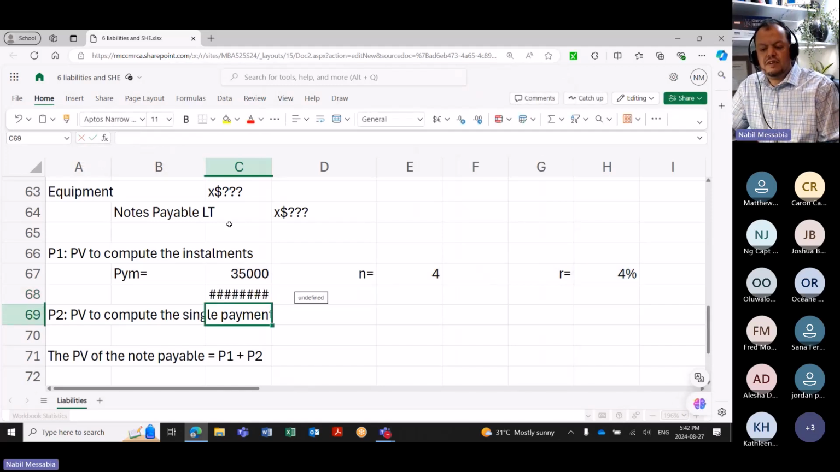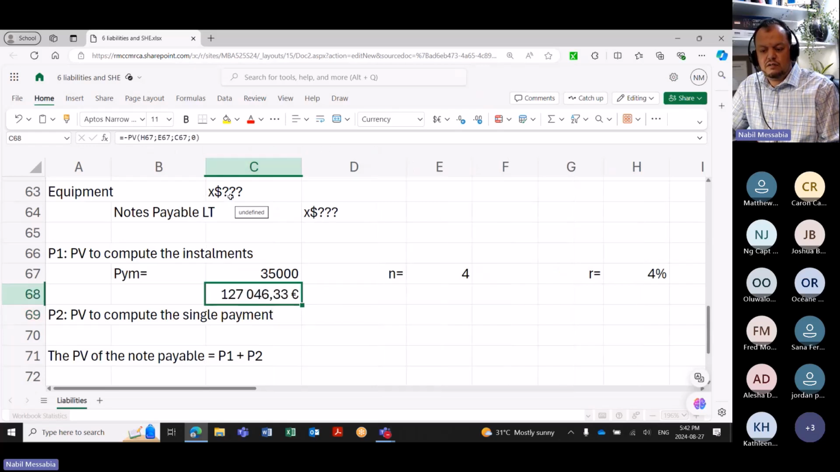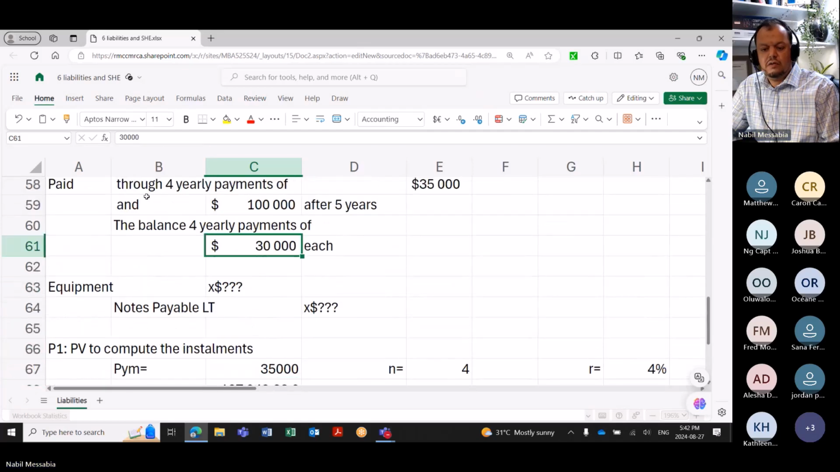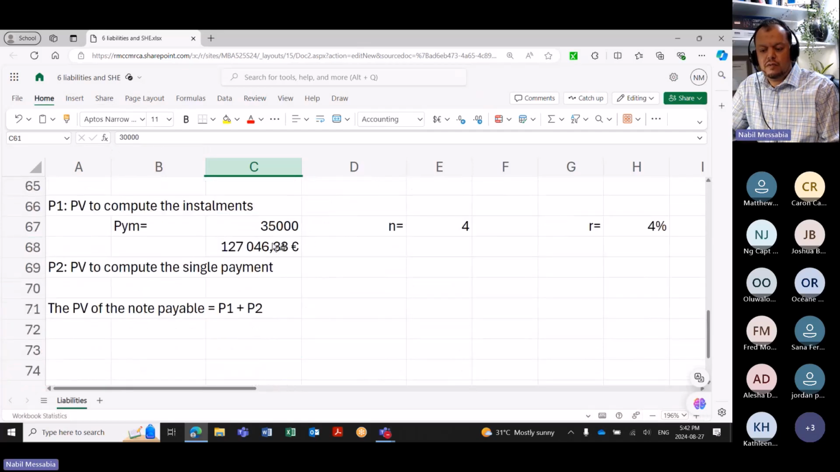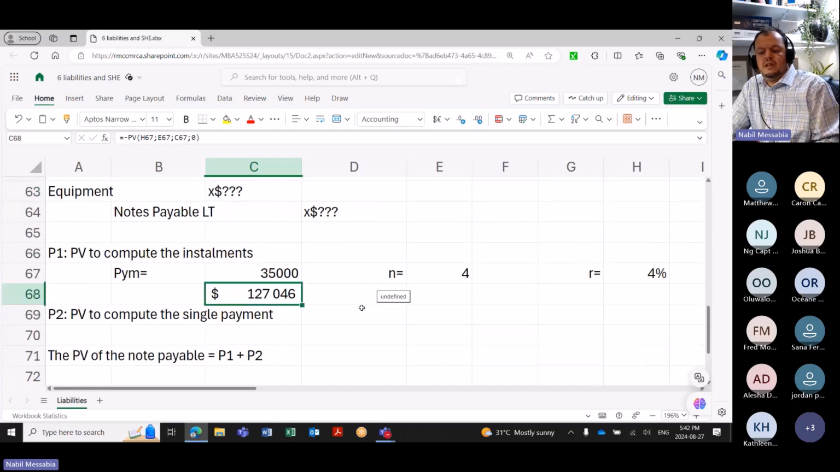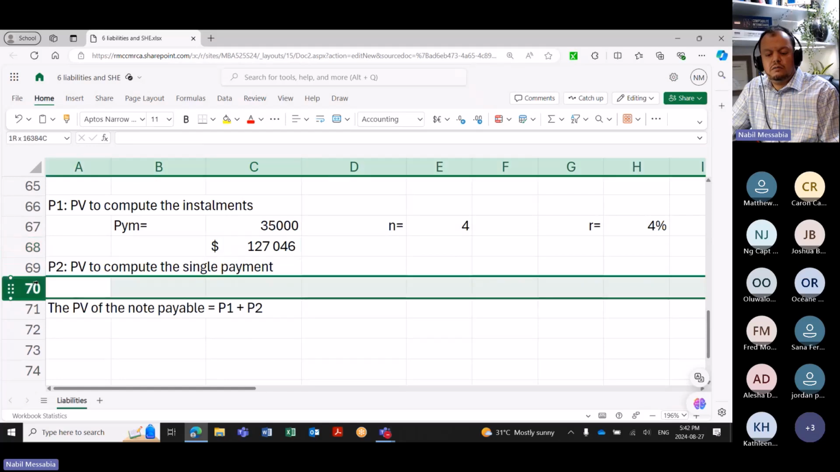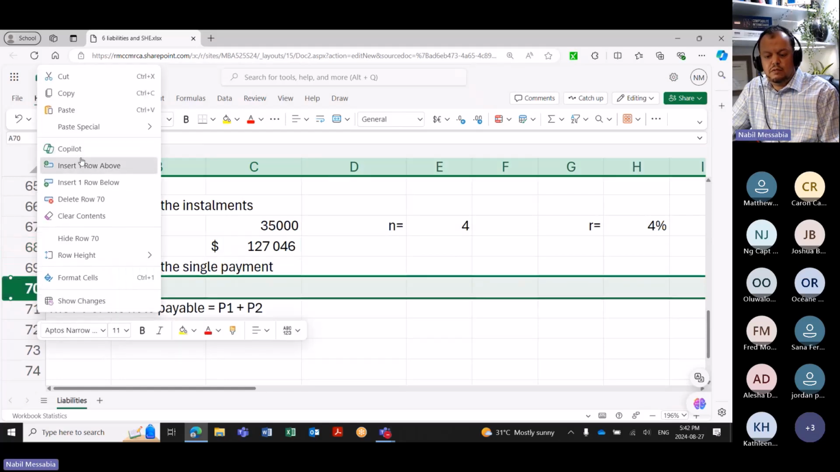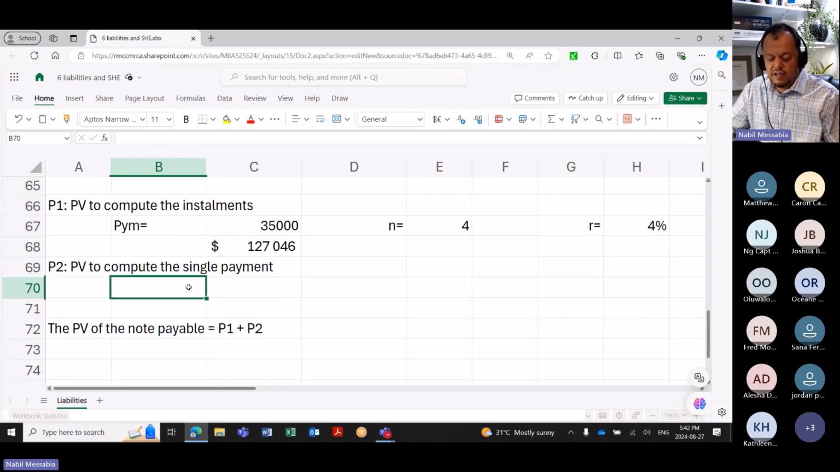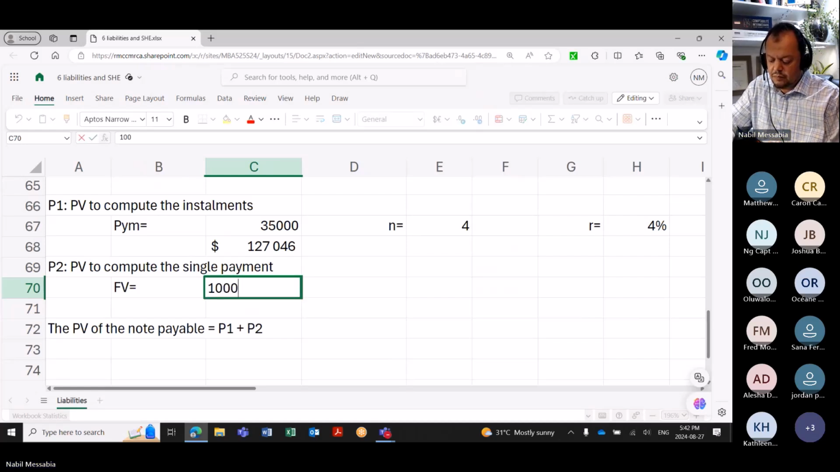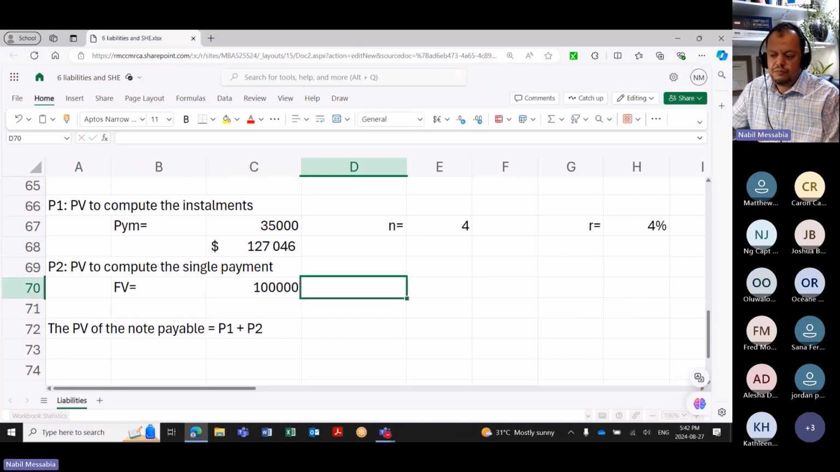Present value of $35,000 paid 4 times is then 172,000. I don't know where the euro comes from. Each time it comes with a euro sign. And then for the other one, for the present value, I don't have payment, but I have the future value, which is 100,000. Payment is 0, and the same N and the same R.